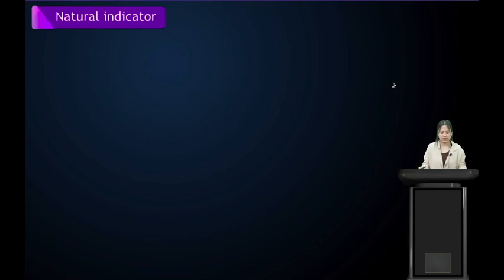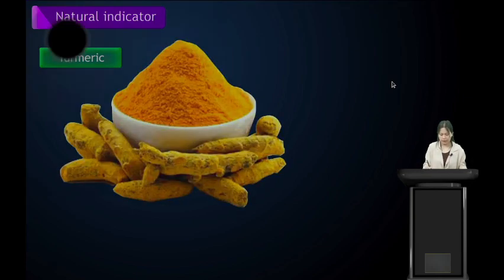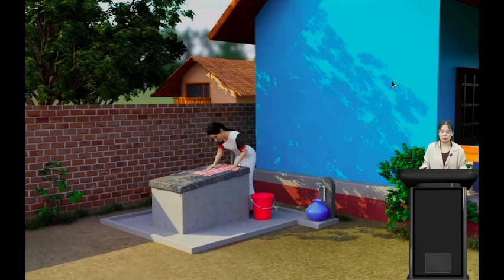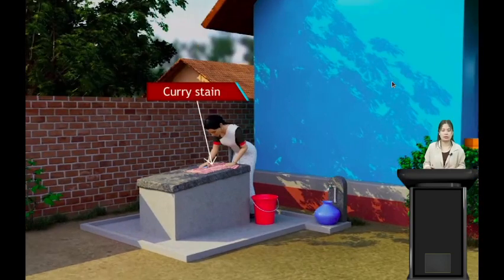Another natural indicator we have is turmeric, or haldi. Students, you have all seen this, right? We use it at home. Now, we see here a woman washing clothes. You can also try this at home.